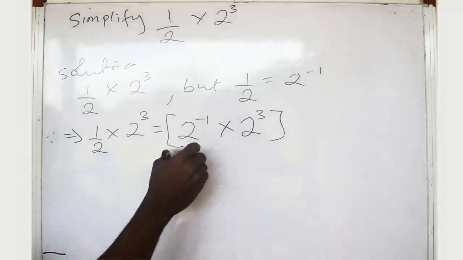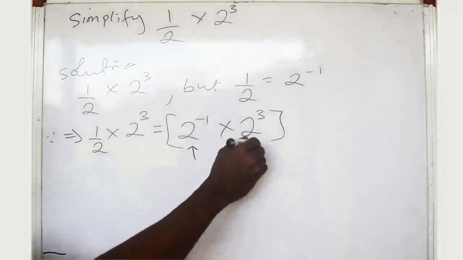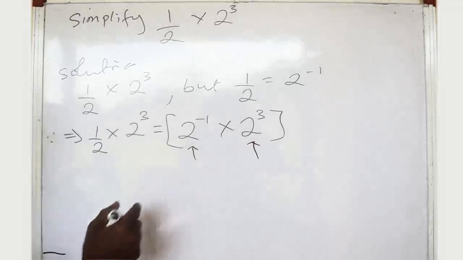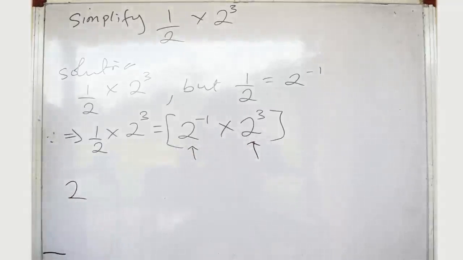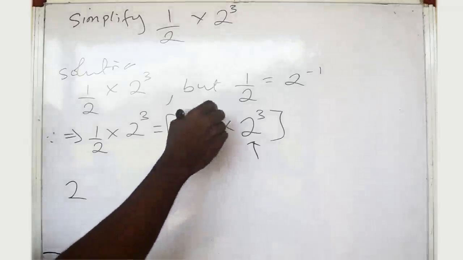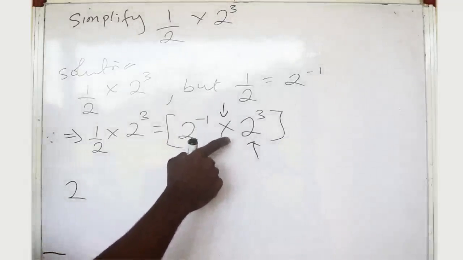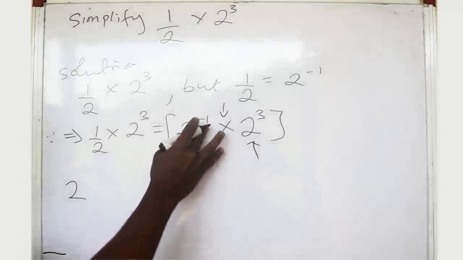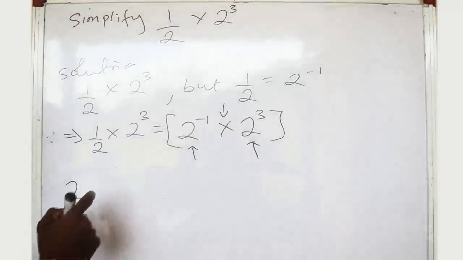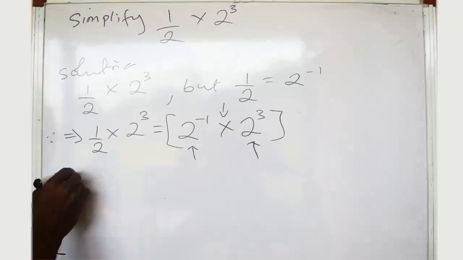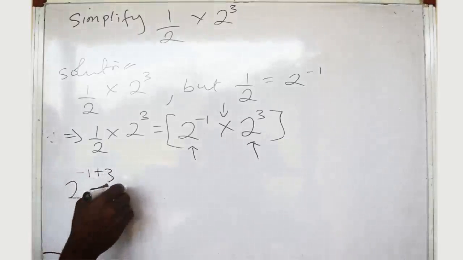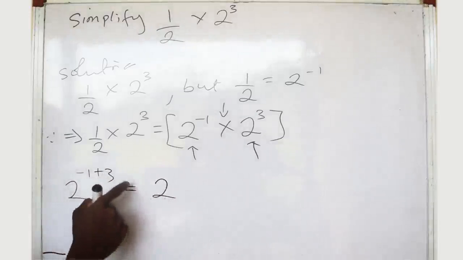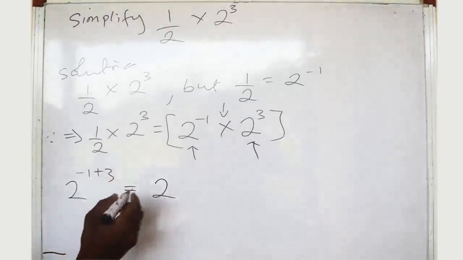The law of multiplication has to do with checking if the bases are the same. Here the bases are the same, so we use one base, and what we are dealing with is multiplication. Anytime you see multiplication, you add the powers. The powers here are minus 1 and 3. You say minus 1 plus 3. So this is 2 raised to power minus 1 plus 3, which gives 2 raised to power 2.